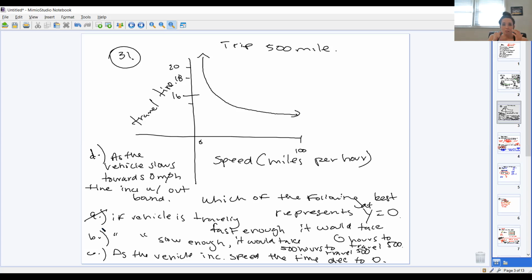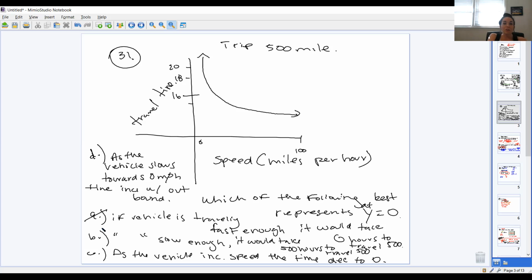But basically, I can do that in about 6 hours. So that just kind of seems unreasonable. And so as the vehicle increases with speed, the time decreases to 0. Well, that's not true, right? It's not going to be 0. It's not happening, right? Okay.